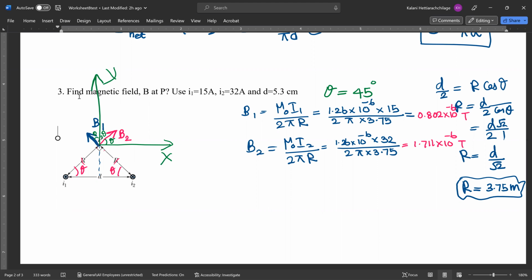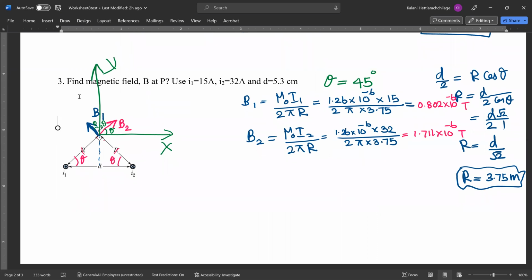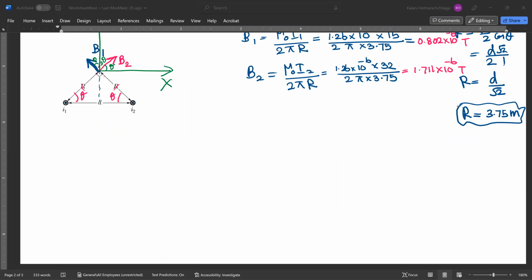Okay. Now, we know that B1 and B2 need the direction, right? Maybe that's my question pattern. Maybe I will ask: calculate B1, calculate B2, what is the direction of B1, what is the direction of B2? I'm going to answer each part separately. Okay, so now you know B1 and B2.